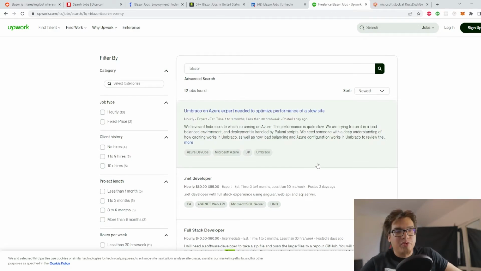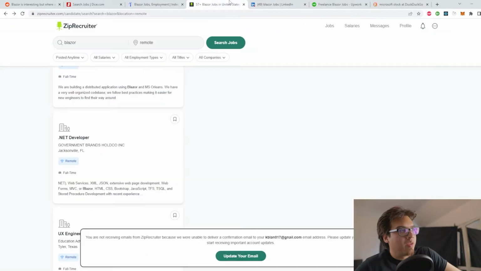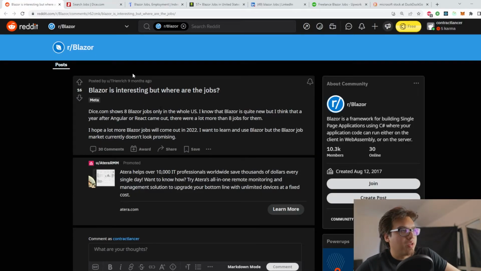Anyways, .NET developer is really what you want to look for when you're looking for a Blazor job. If you find one with Blazor in it, that's great. They're not going to be as many out there, but there are far more out there than there was before. So I think that in the 9 months between when this guy wrote this and now, there are actually more jobs than there were before.